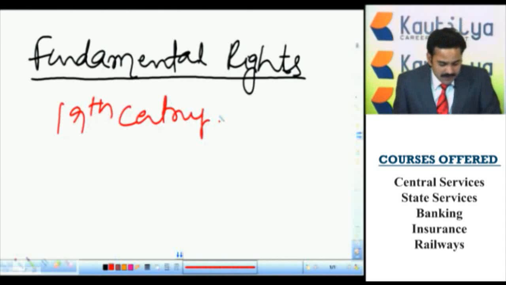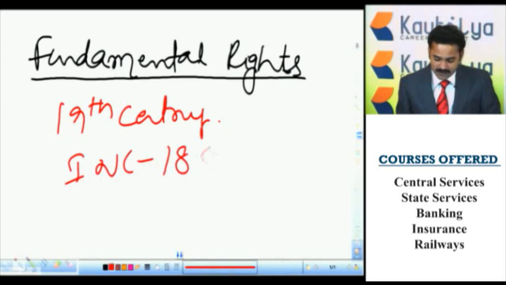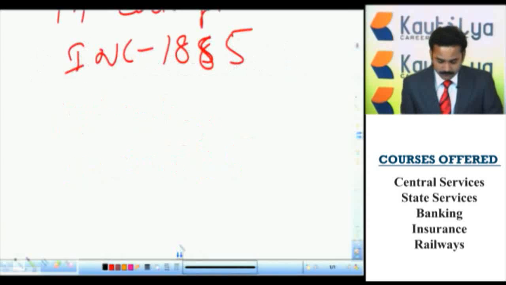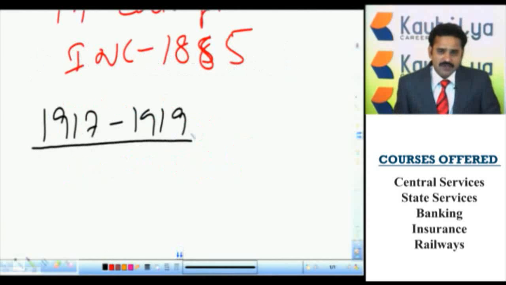It was implicit in the formation of the Indian National Congress in the year 1885. 1885 was the establishment year of the Indian National Congress, and after that a series of INC resolutions were passed between 1917 and 1919. In between these 2 years, a number of resolutions were adopted by the Indian National Congress, and those resolutions repeatedly demanded civil rights and equality of status with Englishmen.